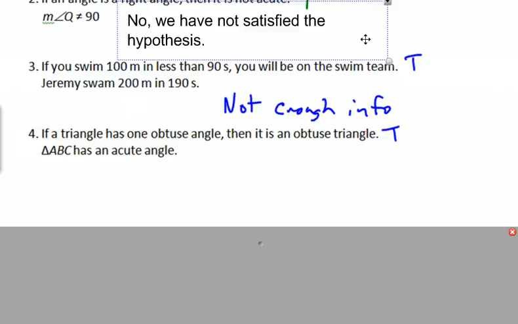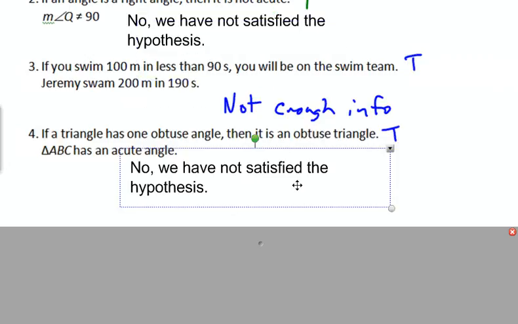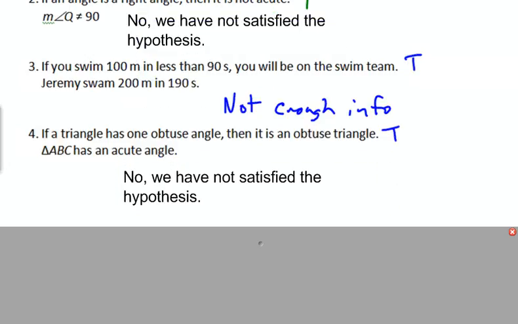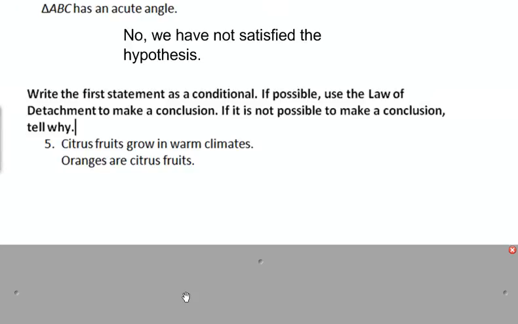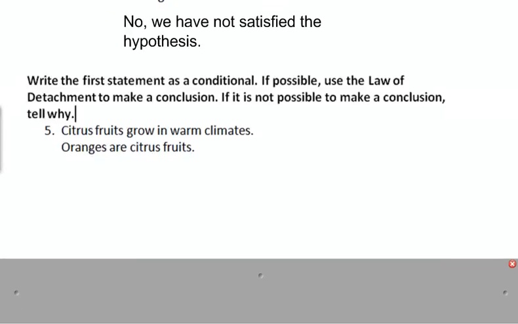All right, we have a couple examples here. It just says, write the first statement as a conditional. If possible, use the law of detachment to make a conclusion. If it is not possible to make a conclusion, tell why. So I'll do the first one, and then I'll have you do the second one on your own.